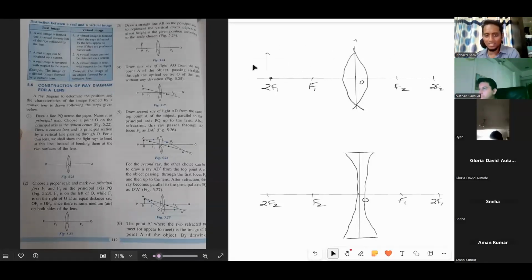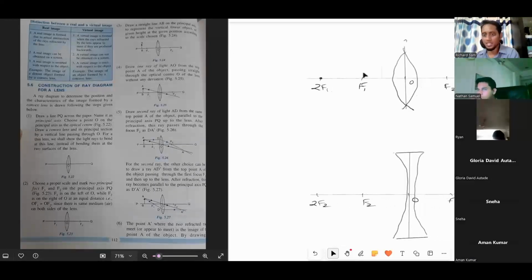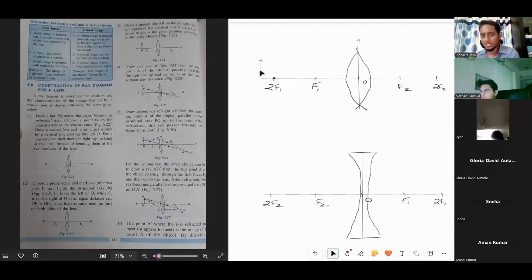Now you'll keep this object at any point that you want. There are 6 points totally. The first point would be infinity. Object is at infinity. The second point is where the object is beyond 2F1. Then the third diagram is where the object is at 2F1. Then the fourth diagram is between F1 and 2F1. Then the fifth diagram is at F1, and the sixth diagram is between O and F1. So like that you have 6 diagrams for the convex lens. We'll see concave after this.